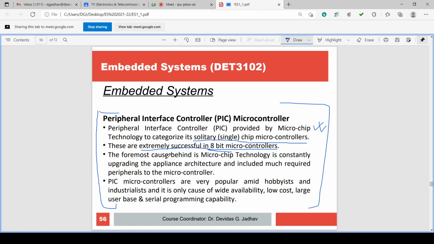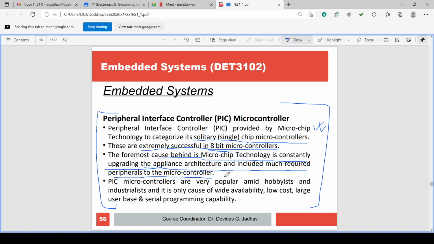The foremost cause is that Microchip Technology is constantly upgrading the architecture and including much required peripherals in the microcontroller. Whatever hardware, block, or peripheral is required is introduced. So it is continuously upgrading.